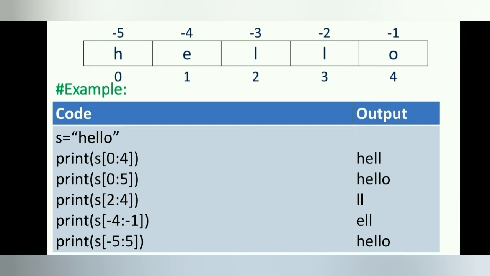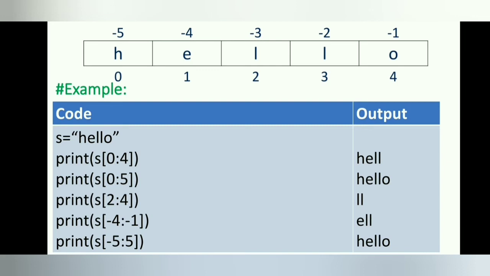The following print statement, print s[-4:-1], will display the characters from position minus 4 to minus 1. Here minus 1 is not included, so it will display the characters from position minus 4 to minus 2. Hence the output will be ELL.